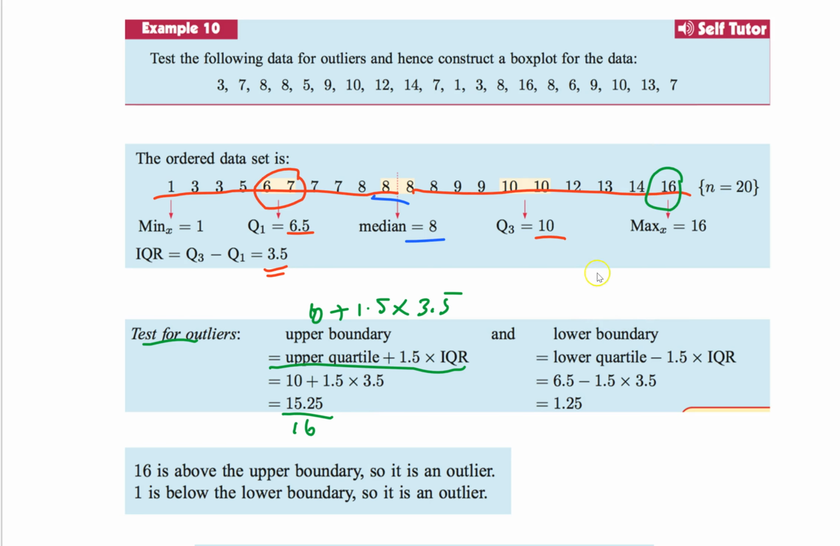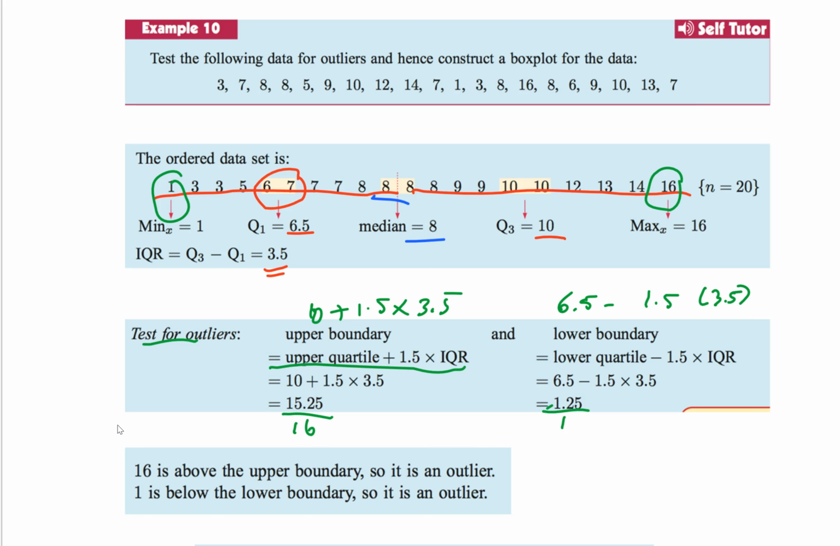If you look at the lower boundary, it's the same idea. It's the lower quartile, which we found out was 6.5. We subtract off 1.5 times IQR, which we found out was 3.5. And if you do that, you get 1.25. Now again, if anything falls below that, it's an outlier. And again, we have one. 1 is less than 1.25. So we have 2 outliers in this data set. 16's too big, 1's too small.